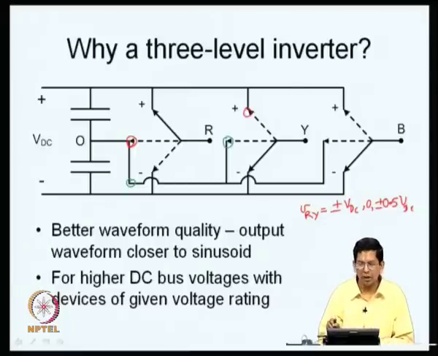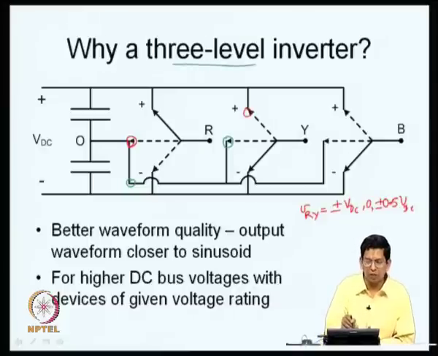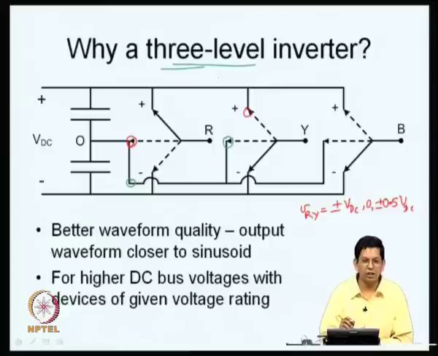Also, since there are 5 different voltage levels available for this VRY, some authors tend to call this a 5 level inverter. So, you need to be careful when someone tells you a 5 level or a 3 level, you need to understand what he is talking about. But in this course, we will always use this as a 3 level inverter. The number of levels we will define on the basis of the number of levels of the pole voltage rather than the number of levels of the line to line voltage. Here the pole voltage still has 3 levels only, and therefore, we call this a 3 level inverter.